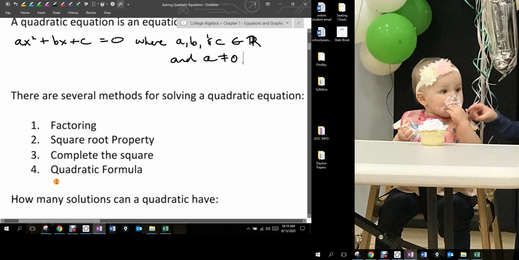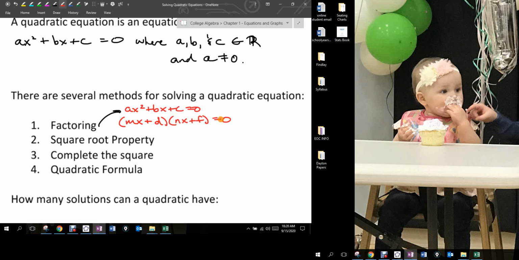Okay, so factoring, obviously, this one here, we're thinking, if we start with ax squared plus bx plus c equals 0, we're trying to get down to something like mx plus d times nx plus f equals 0. So you take your original quadratic equation and you break it down to 2 binomials that multiply together to give you that. Does that make sense?